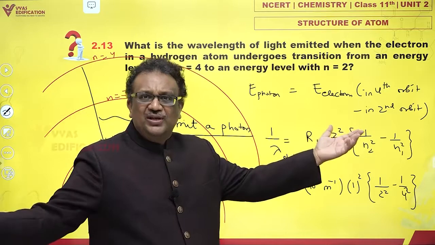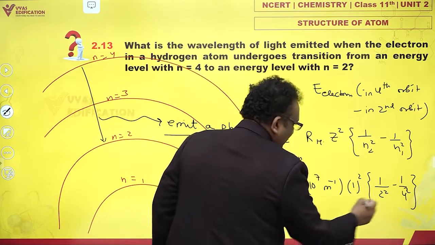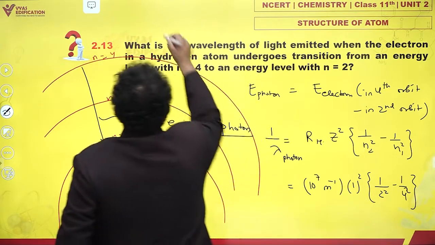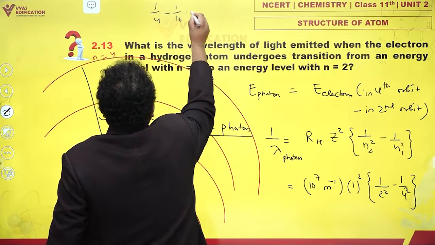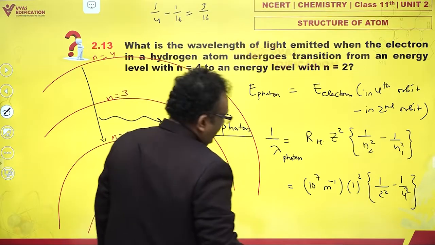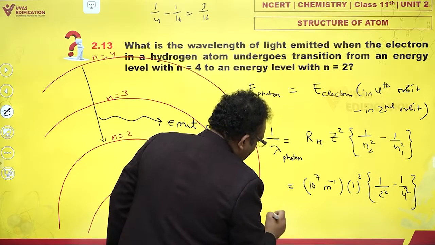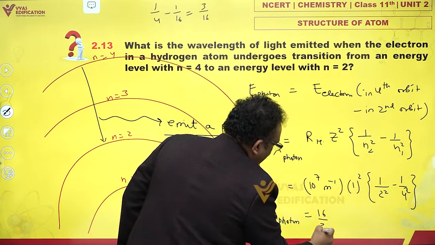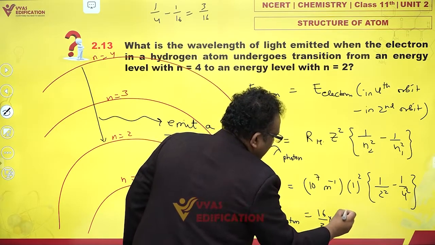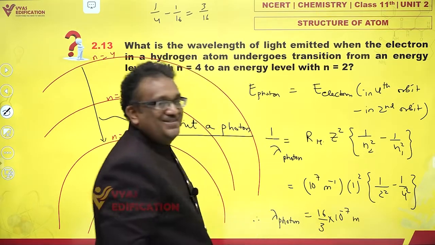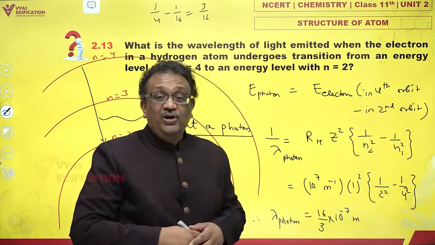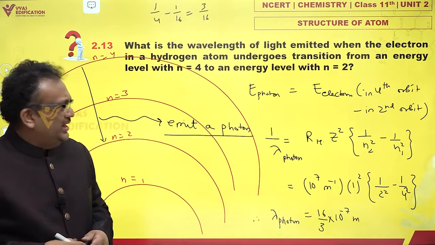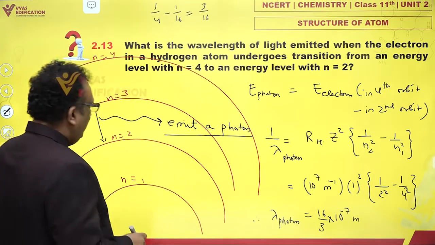Can I solve this? Of course I can solve this. How much is that? 1 by 2 square, 1 by 4, minus 1 by 16. Now, 1 by 4 minus 1 by 16 is simply 3 by 16. So, therefore, lambda of photon will be 16 by 3 into 10 raised to minus 7 meters. I can give you a more accurate value of Rydberg's constant also, and we can calculate that more nicely. Let me just do it for you properly.